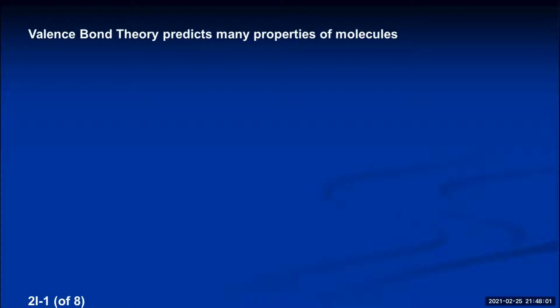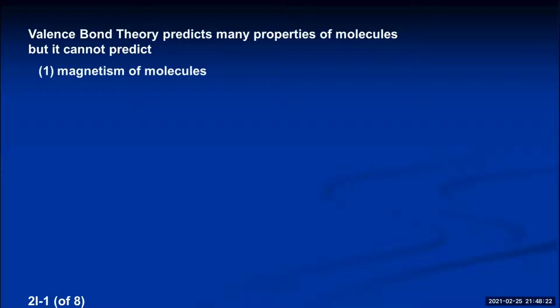We've been able to predict whether atoms are bonded together with single bonds, double bonds, or triple bonds. We've predicted whether molecules have this property of resonance. We've learned how to predict the shapes of molecules. We've learned how to predict the polarity of molecules. But there are a few things that valence bond theory cannot predict that we haven't talked about yet.